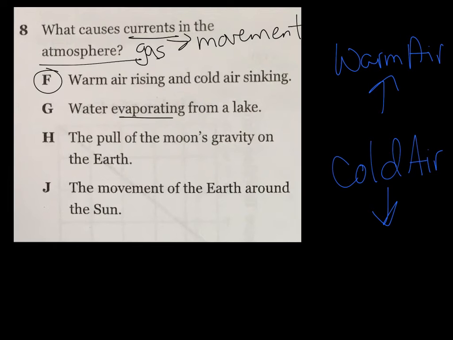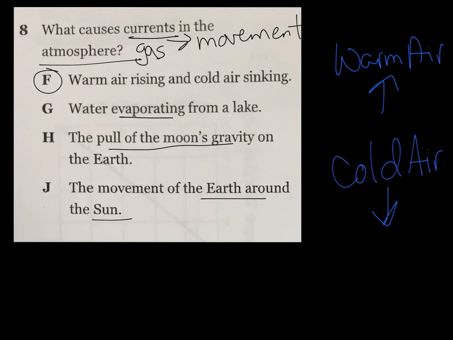Now, when the water evaporates from a lake, it's obviously warming up, so it's going to go higher, eventually it'll go up. But the fact that the water evaporates doesn't cause the movement of the air in the atmosphere. It is the actual heat going up because it's less dense, and that's when you feel that movement of the air. The pull of the moon's gravity has nothing to do with the currents in the atmosphere. That just deals with the ocean tides. When the moon is in a certain phase, the tides are greater and higher. And the movement of the Earth around the sun is a revolution, so that plus the tilt gives us our seasons.